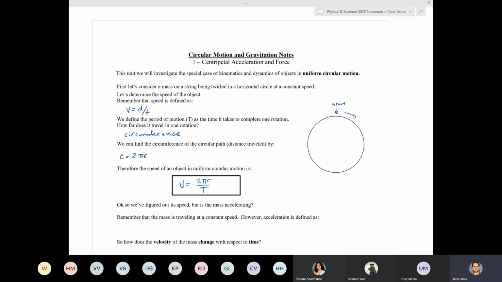Now, keep in mind that this is average speed, okay, because we're just taking from one point to the other. It could go faster during one half of the circle and then speed up for the other half, but we're just taking how long it took to complete one circle. Each segment doesn't matter. We're just looking at the whole thing.